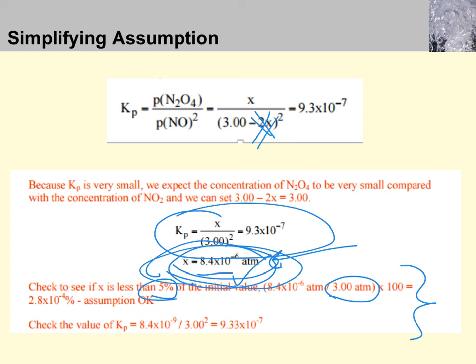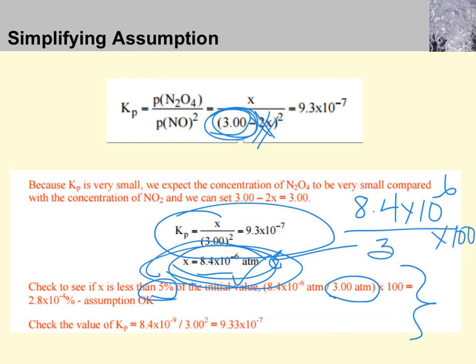Okay, so here we solved for x and found it was 8.4 times 10 to the minus 6. We're going to compare it to the value we would have subtracted it from, which is 3. It's a percentage, so we're going to calculate that. And it turns out that it's way less than 5%. As a matter of fact, that is 0.00028%. So it's really okay that we neglected the x here.